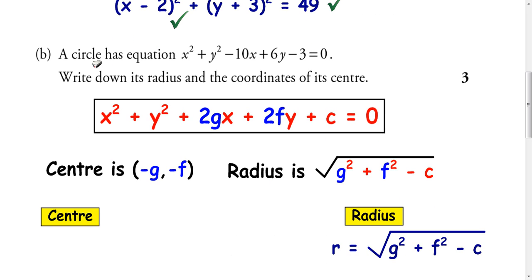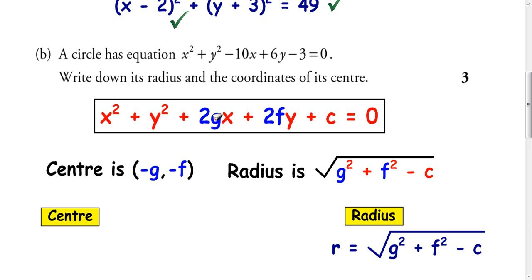Part B, a circle has equation x squared plus y squared minus 10x plus 6y take away 3 equals 0. This is the expanded form. We have to write down the radius and the coordinates of the centre. Go to your formula sheet and look for the expanded formula of a circle. It tells you what the centre is and also a formula to get the radius.